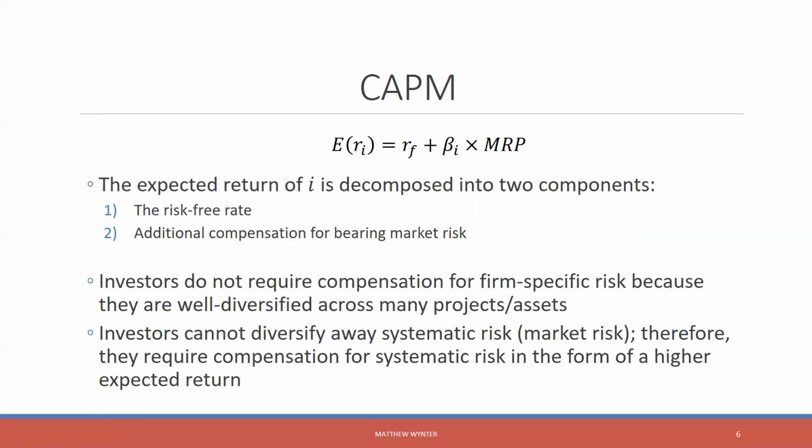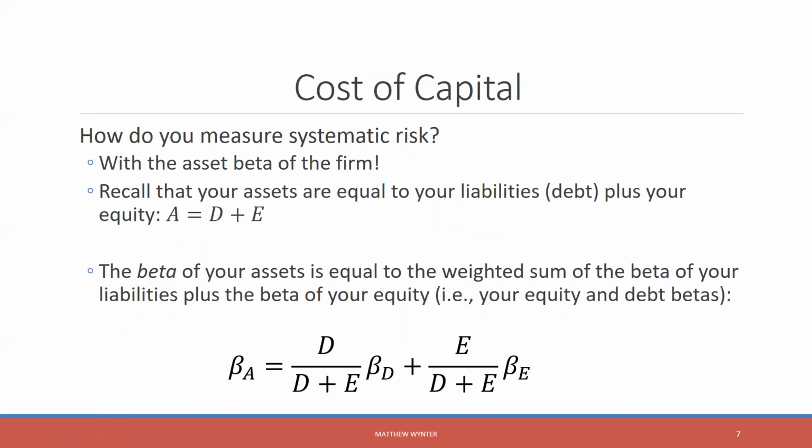So this is our CAPM idea, right? We've got a very well diversified portfolio because we hold so many assets across so many projects, everything in every dimension. We worry less and less and less about firm-specific risk. We worry much more about the systematic risk, the risk that we can't diversify away.